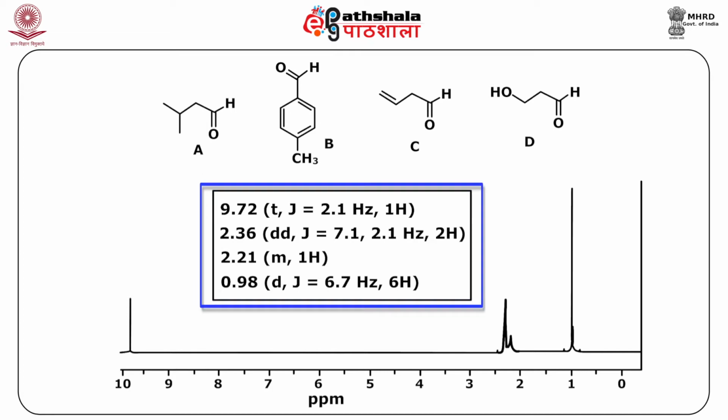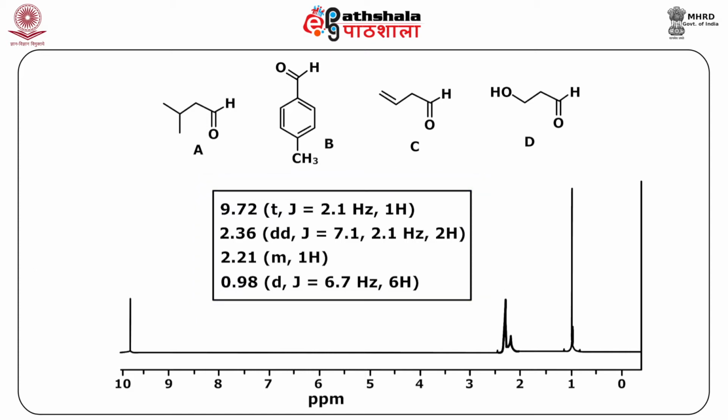Here, as we can see, the data calls for a triplet at 9.72 with a coupling constant of J equal to 2.1 Hertz for 1 proton. There is a doublet of doublets at 2.36 delta with coupling constants of 7.1 Hertz and 2.1 Hertz for 2 protons, and a multiplet of 1 proton at 2.21 delta. A doublet is also seen at 0.98 delta with a coupling constant of 6.7 Hertz for 6 protons.